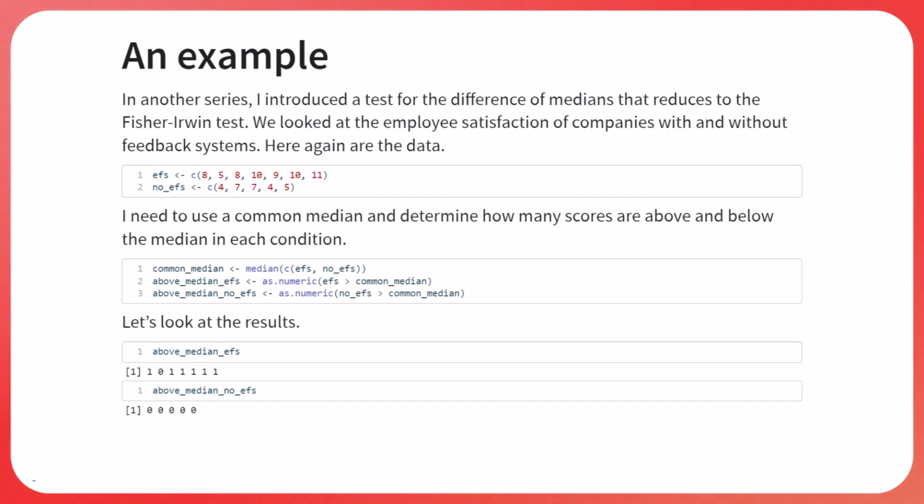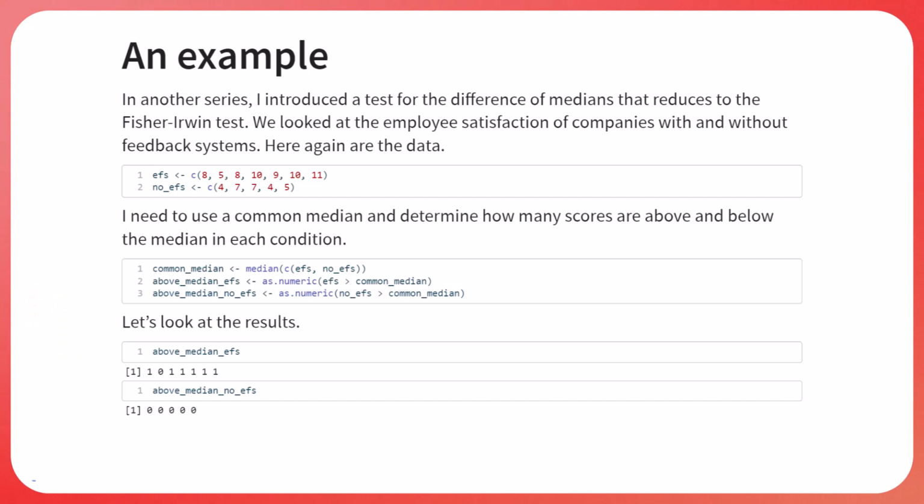I need to use a common median and determine how many scores are above and below the median in each condition. So here I'm calculating the common median using the combination of scores from each of these 2 conditions. Then I'm calculating how many scores are above the median in the EFS condition and how many scores are above the median in the no EFS, that is, no employee feedback companies.